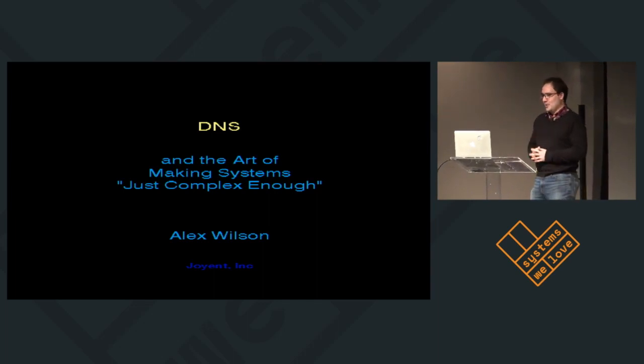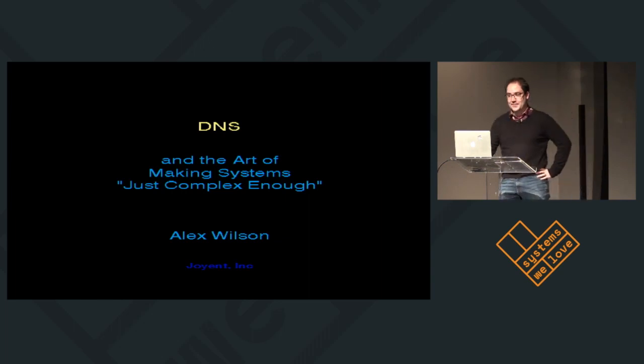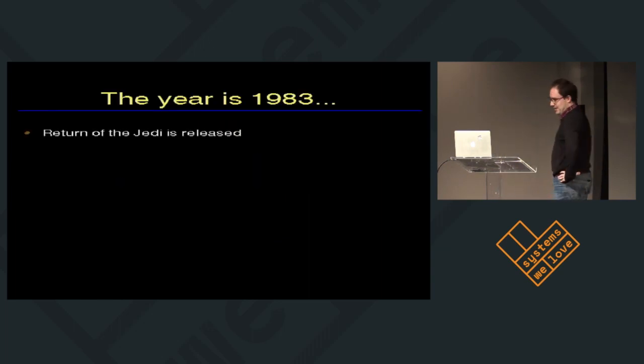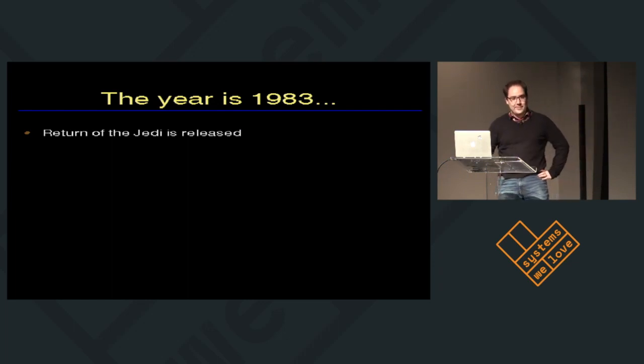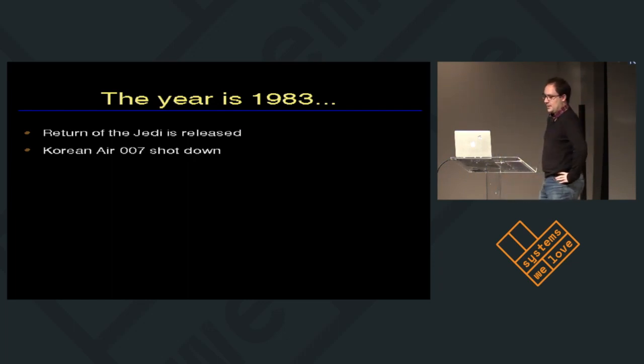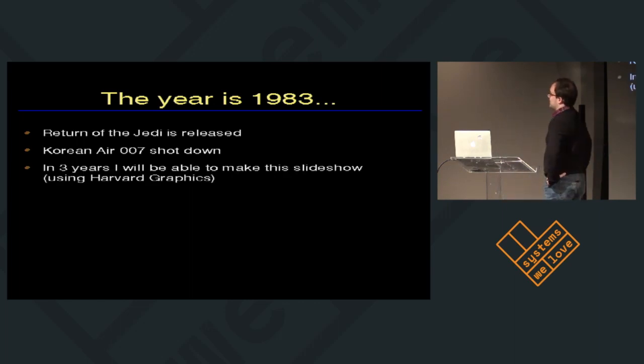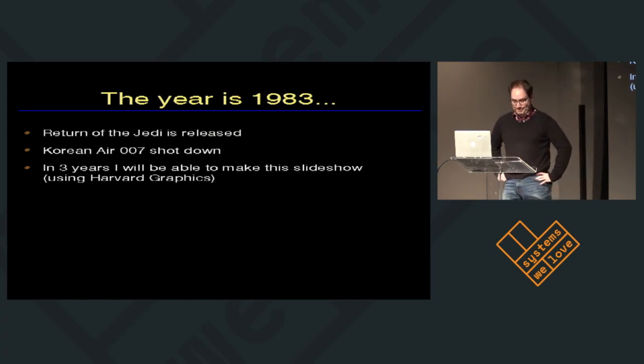Now, as I hope you can all, or at least a significant fraction of you can guess from the way I started up my slides from PC-DOS 2, the year is 1983. It's a very busy year. Return of the Jedi is released. Korean Air Flight 7 was shot down over the Soviet Union, sadly. Music CDs have just become a big thing in the States, but they won't surpass vinyl for sales for another 5 years or so. And in 3 years, I will be able to make this very slideshow using Harvard Graphics on my IBM AT with an EGA card.